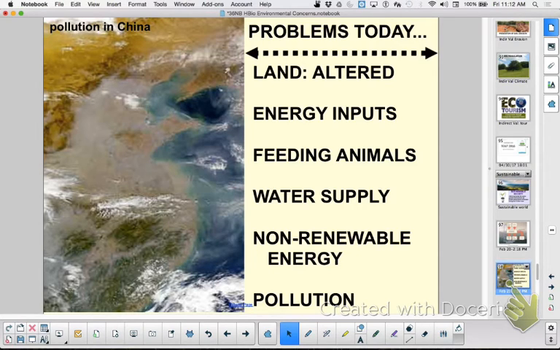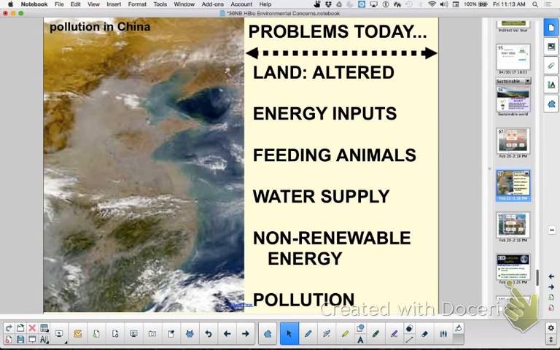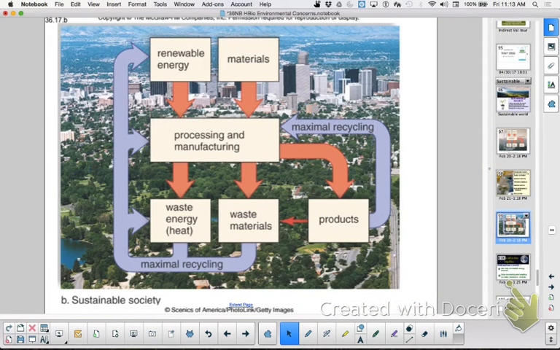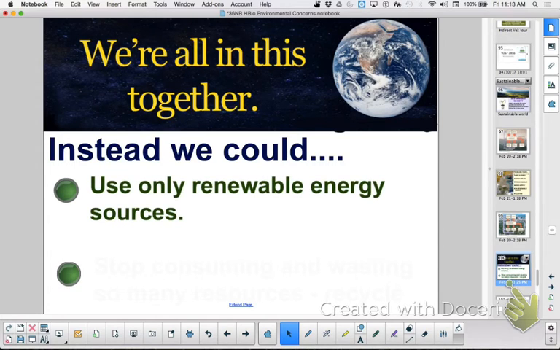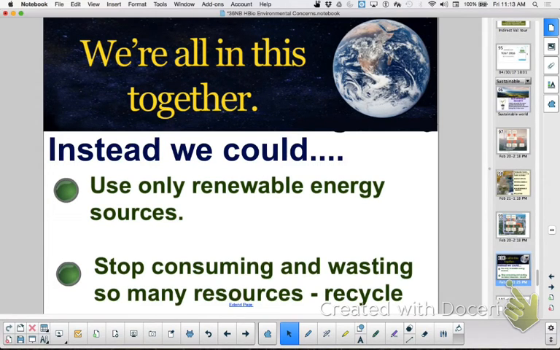We're spending our food feeding other animals so we can eat the animals. We're polluting our water supply, cutting down trees because we're using non-renewable energy sources, creating a lot of pollution. And maybe we want to change our ways and instead use only renewable energy sources and stop consuming and wasting so many resources. Remember I gave you probably the example of all the Amazon Prime boxes I have, right? And how wasteful that is, but yet I keep ordering on Amazon because it's convenient, right? If I got charged for those boxes unless I recycled them, maybe then that would be less wasteful.